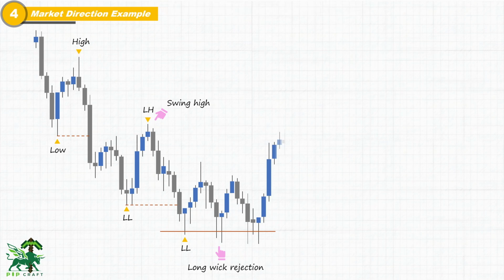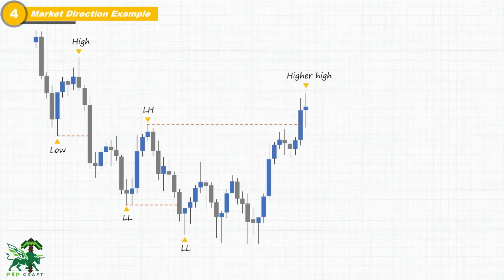Price tests the level again, and finally, we have a breakout above the swing high. This signals a potential reversal to the upside and possibly forming an uptrend in following moves. But to confirm the uptrend, we need to see 1, 2, 3 moves to the upside. Now, let me show you what happens next.